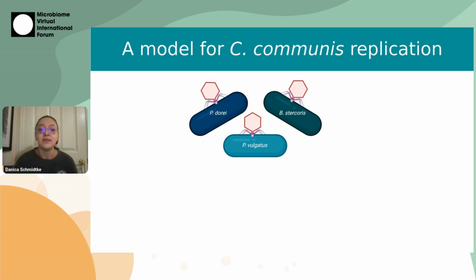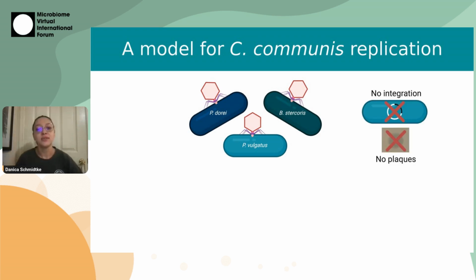And so I don't have time to show you any of the data today, but I'm just going to present you the model for how we think this phage is working and what its lifestyle is. So I've been able to show that this phage can actually replicate on a wide variety of hosts. Typically we think of phages as having a very narrow host range and being species or even strain specific. But this phage seems to be able to replicate on 3 different species of bacteria and different strains of these bacteria, including Phocaeicola dorei, Phocaeicola vulgatus, and Bacteroides stercoris. As I mentioned, we don't see any integration of this phage, and we don't see any plaque formation by this phage.